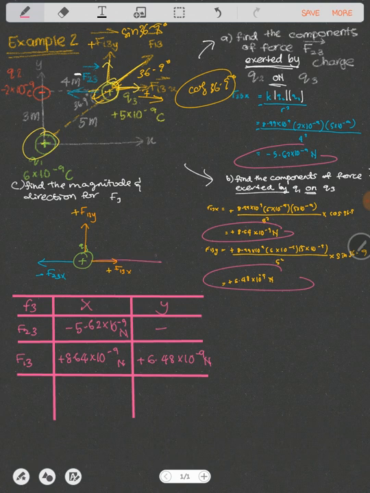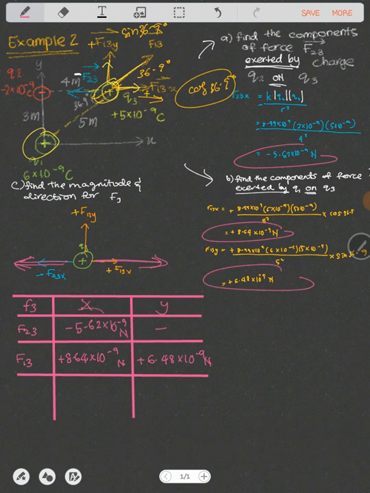So the net punya, okay, ni macam ni. Bila ni tertarik ke sini, bila ni tertolak ke sini, bila ni tertolak ke sini, bila ni tertarik ke sini, akhirnya dia akan pergi ke mana? So again, if you want to find for the net force, you need to add up everything. Okay, tak kira lah dia positif ke negatif, campur je semua.